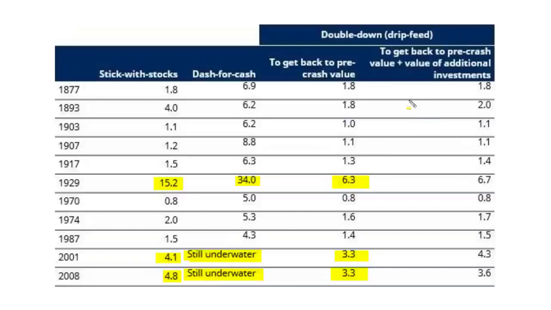Now, of course, to get back to pre-crash value plus the value of the additional investments, it would take a little bit longer. And that's effectively saying this is probably the real number you want to look at, because you have invested more money. It's not just about getting back to the value, it's about getting to the value plus the money that you'd added in. So 4.3 years during the tech bust and 3.6 years during the 2008 financial crisis, 6.7 for the big crisis. But the numbers are significantly weighted in your favor if you had done something like this.